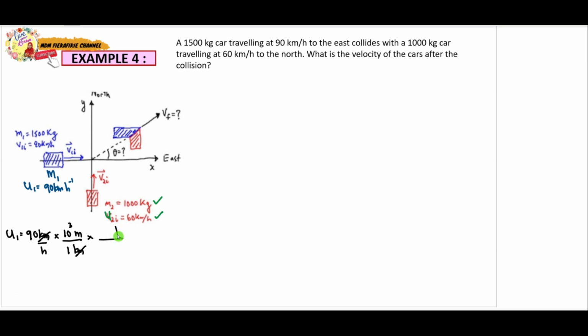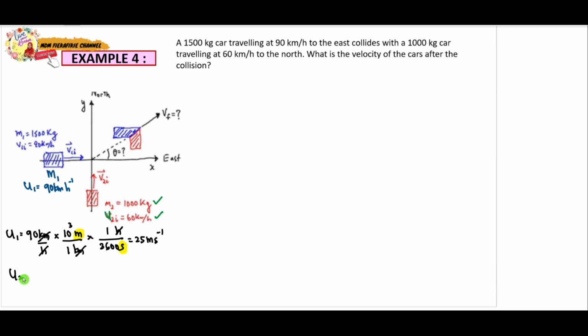Hour dekat bawah, so another unit hour dekat atas. 1 hour, 3600 seconds. So cancel hour. So now you can see here that the unit is in meter per second. So we can write that U1 is equal to 25 meter per second. Okay, practice here bagaimana nak tukar ni.